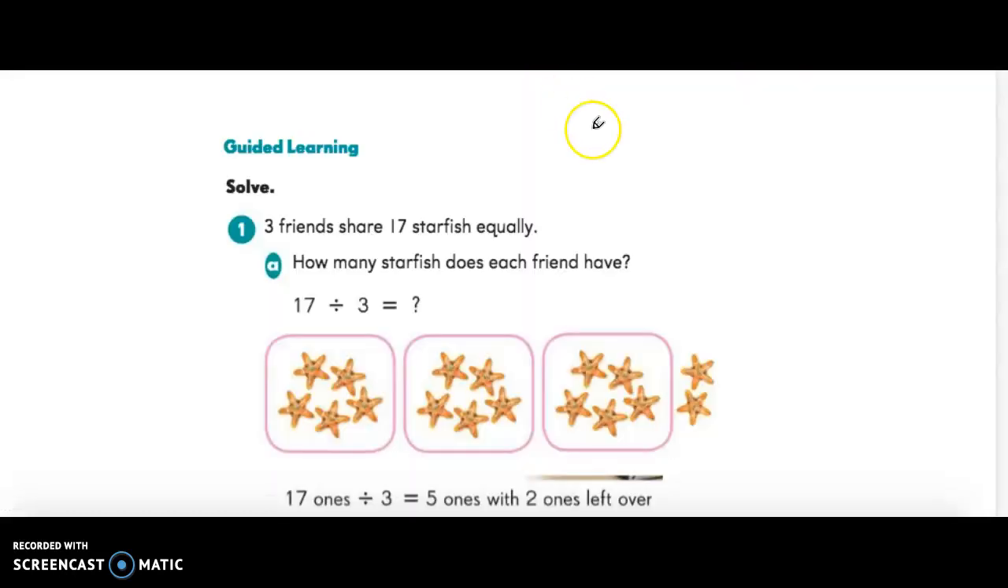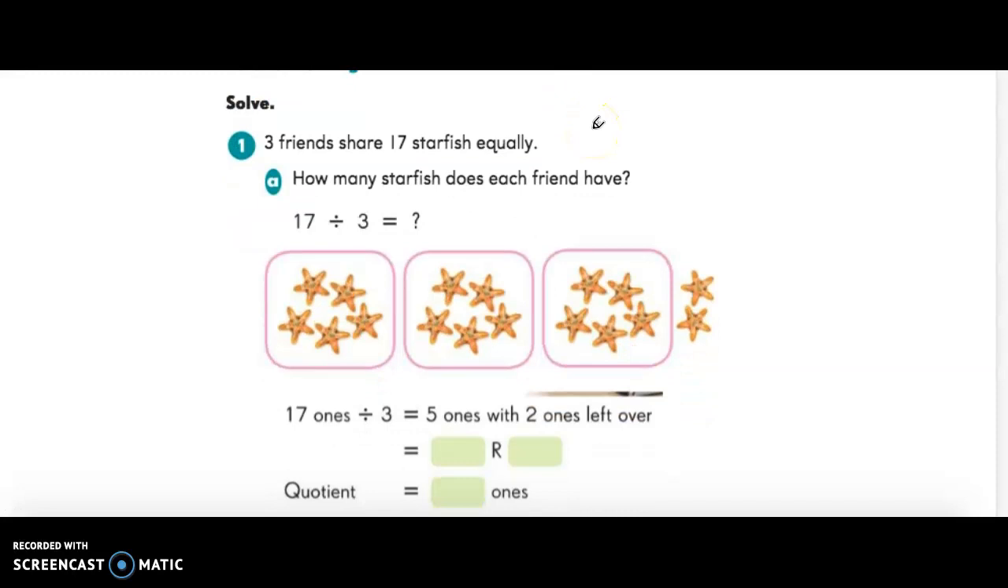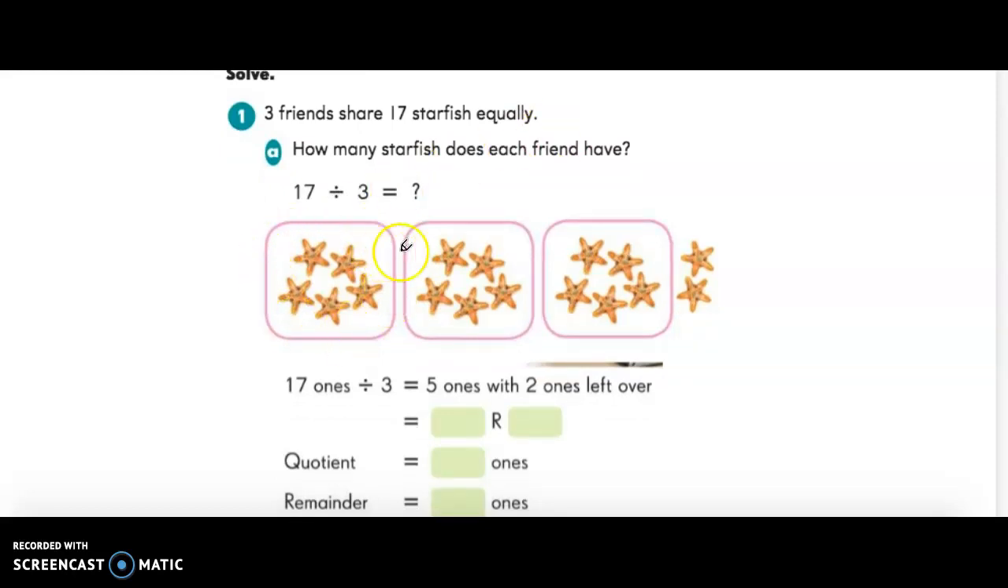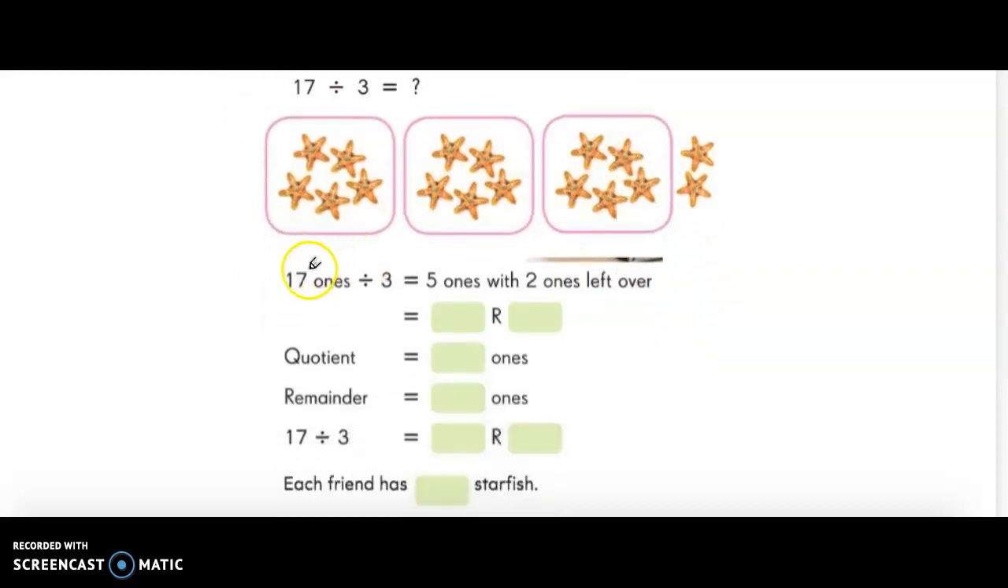All right, so 3 friends share 17 starfish equally. How many starfish does each friend have? They created the 3 groups for us, and then they started sharing the 17 equally. This shows us that in each group we have 5 and then 2 left over. The way we would write that is 5 R, and make sure it's a capital R, 2.